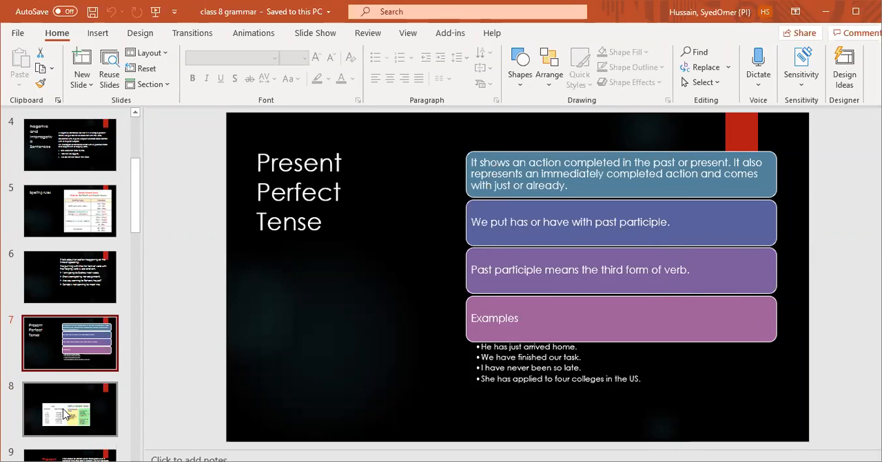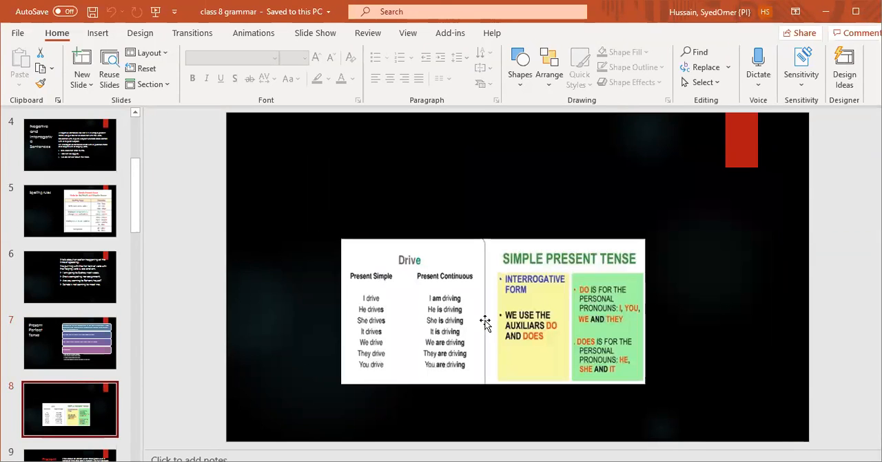Okay, this is simple present tense. How we use the auxiliaries, meaning helping verbs. Remember one thing, auxiliaries means helping verbs. Okay, do and does. This I've told you. And in present continuous, you can see the difference.